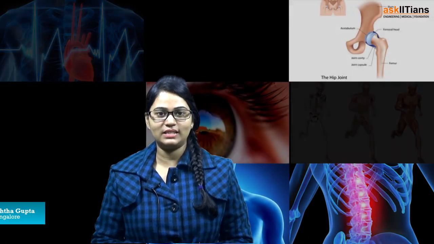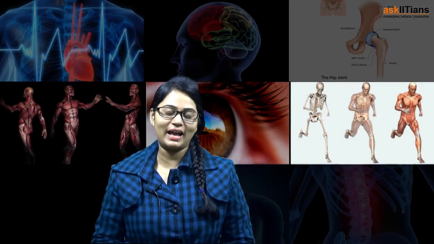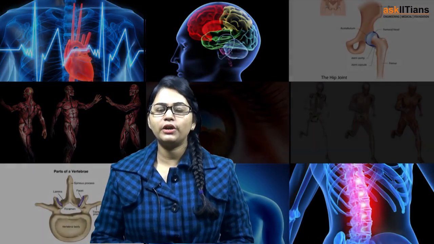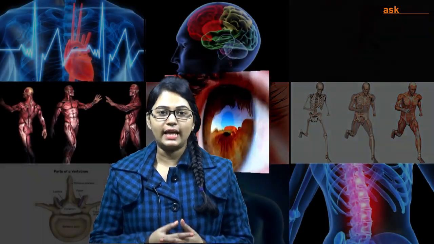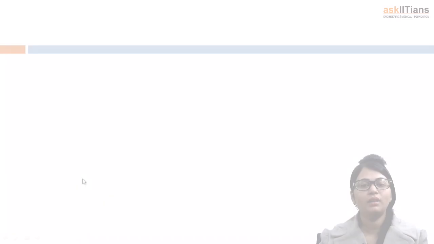Students, welcome to the third part of this chapter, locomotion and movement. Now we are going to discuss the various types of locomotion that the organisms of different families possess. So let's have a look into the lecture.